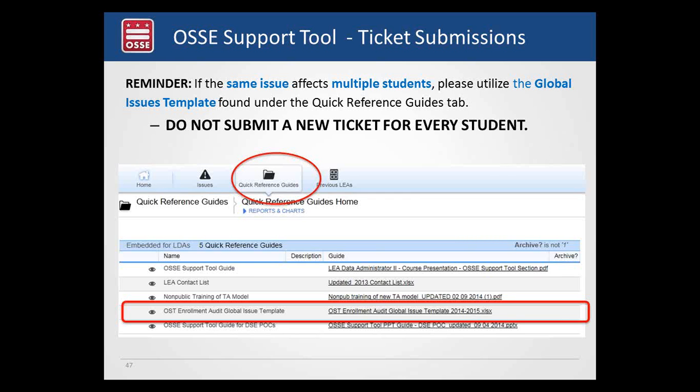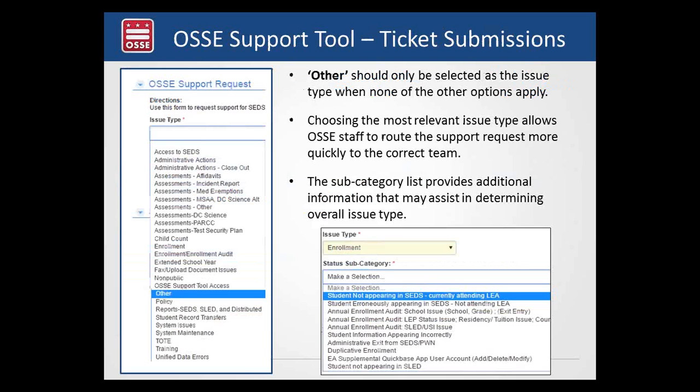You can find that template under the quick reference guides. Now, the type of category you choose. There are literally hundreds of people submitting tickets to the OSSE support tool every single day. And our team that looks at the OSSE support tool as those tickets are coming in, they're getting hundreds of tickets and they want to route them to the appropriate person as quickly as they can so that you can get an answer as quickly as you can. And when you choose the other category, it slows down that process because the routing team has to dig a lot deeper and try to guess at which person it should be routed to. So please, please don't use the other category unless it truly is an other issue.